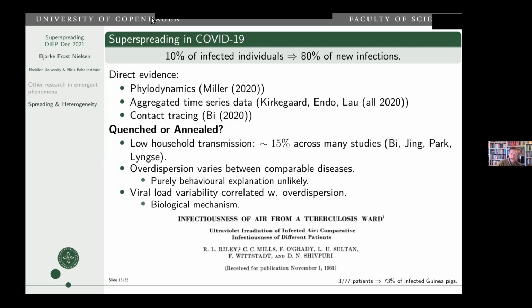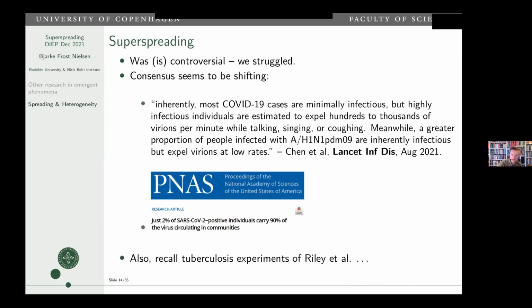But there they found that just 3 out of 77 patients, even though they were all smear positive for tuberculosis, caused 73% of infections among these guinea pigs in the end. So that's also a kind of super spreading, a very wide distribution of subsequent infections.